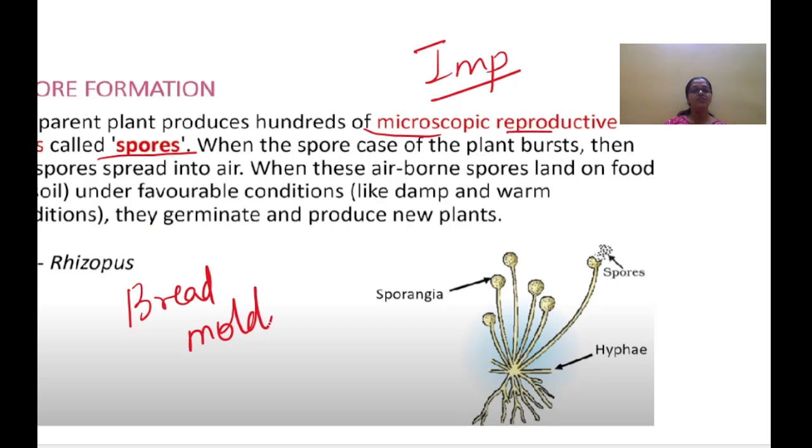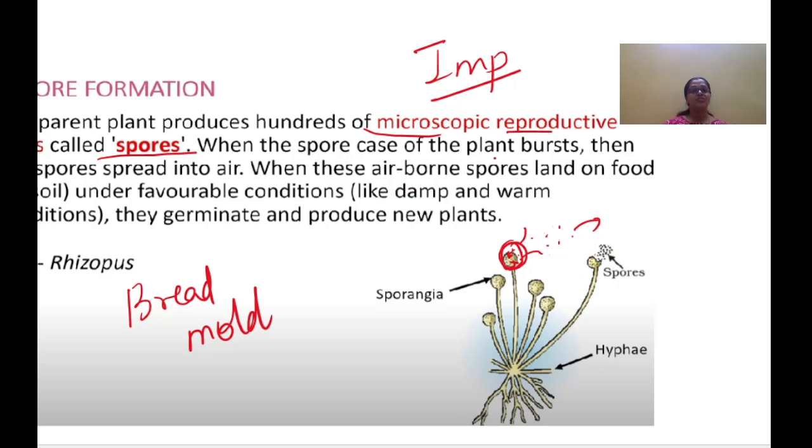How will this bread mold form? When the bread is kept in moist conditions, the spores will grow on it. So, like this, the rhizopus will grow on it. How will this rhizopus grow? It will have a branched structure which is called hyphae, and on these tube-like structures, a small blob develops which is called sporangia. Sporangia contains multiple spores. So when the conditions are favorable, this will burst open and all the spores will come out and spread throughout and lead to spore formation.